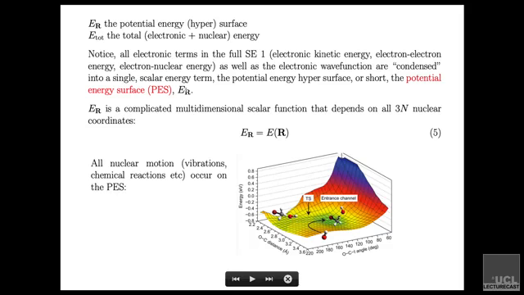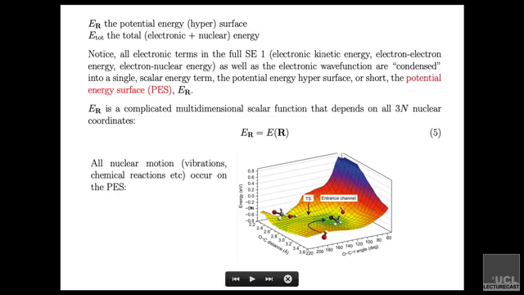And this potential energy surface is a very complex, multidimensional scalar function. It depends on all the 3N nuclear coordinates. That's written down explicitly here in equation 5. And of course, you can make lower dimensional cuts, and one lower dimensional cut of a typical potential energy surface is shown here in that picture for a small molecule.